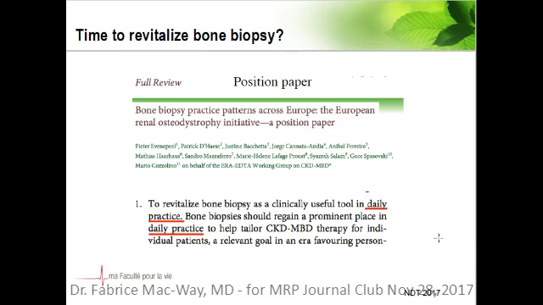Bone biopsies are not done. I'm pretty sure we don't do bone biopsies here in Winnipeg. It's rarely done across Canada. It's rarely done in Europe too, so they want to inform nephrologists and clinicians to do bone biopsies. There are a lot of barriers to bone biopsies.